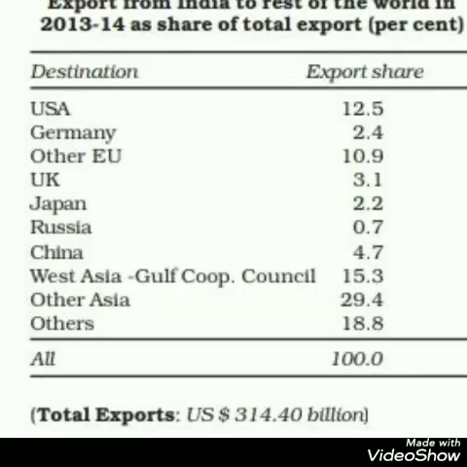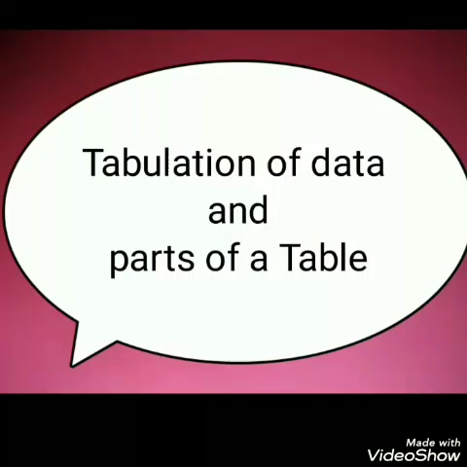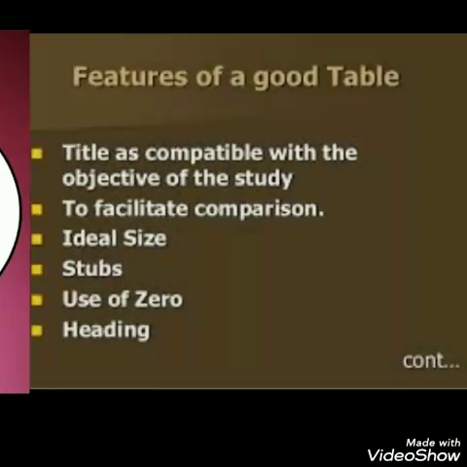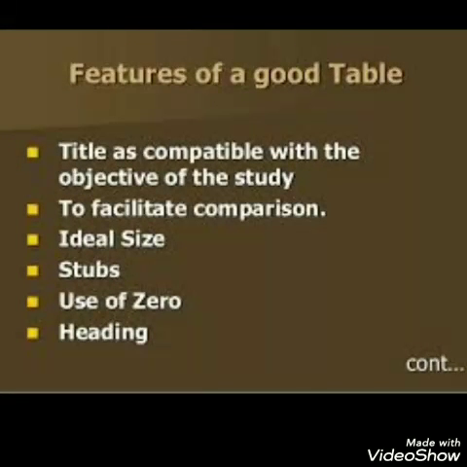After it, the next topic is tabulation of data and the parts of a table. In this way we learn how a table is formed and what the different parts of the table are. To construct a table, it is most important to first learn the parts of a good statistical table, which, when put together systematically, form a table.